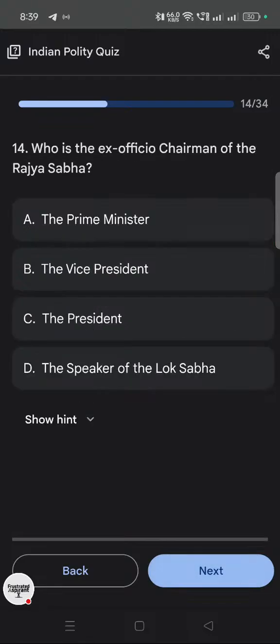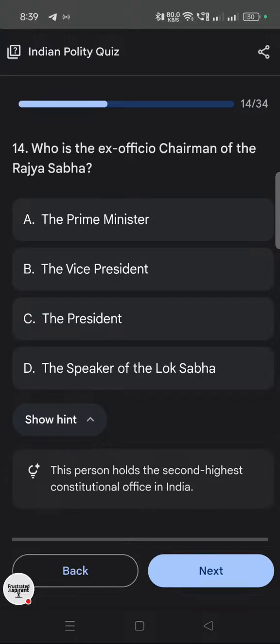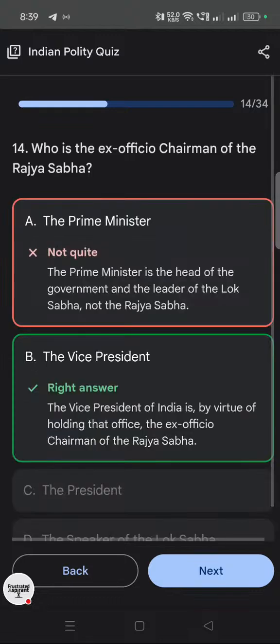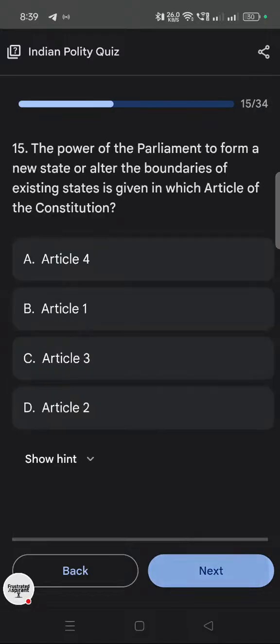Next, who is the ex officio chairman of the Rajya Sabha? Prime Minister, Vice President, President, Speaker of Lok Sabha. The Vice President of India is the ex officio chairman of Rajya Sabha by virtue of holding that office.